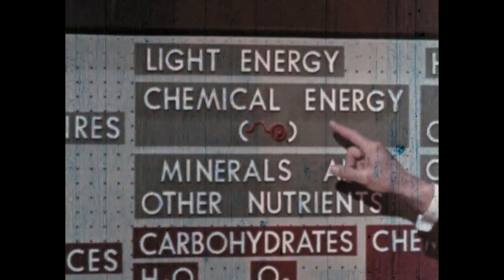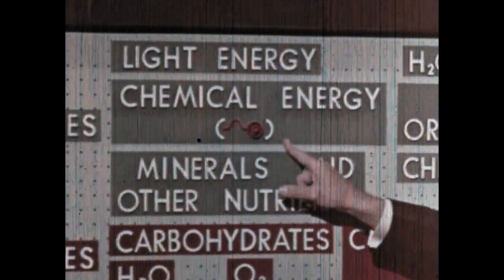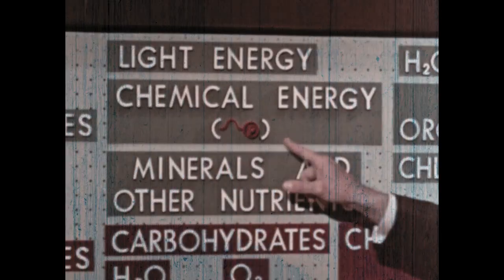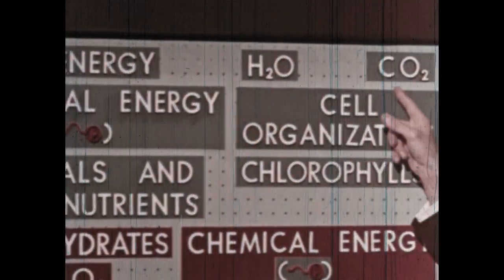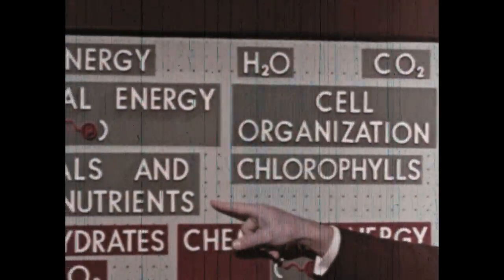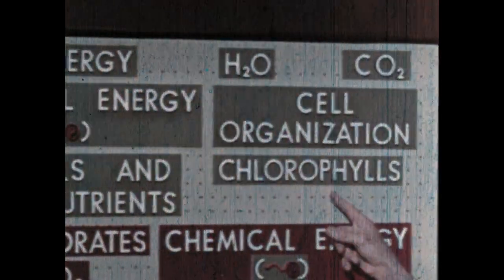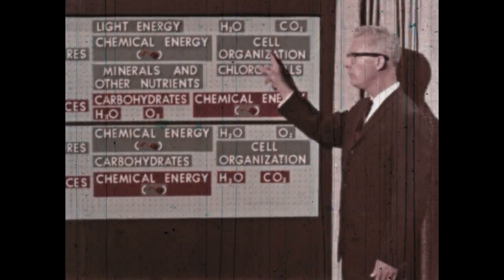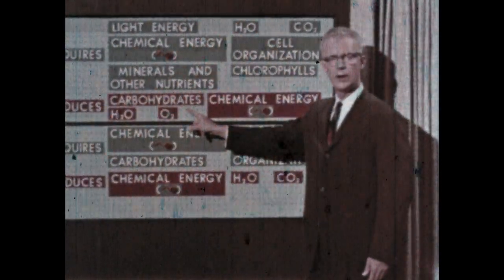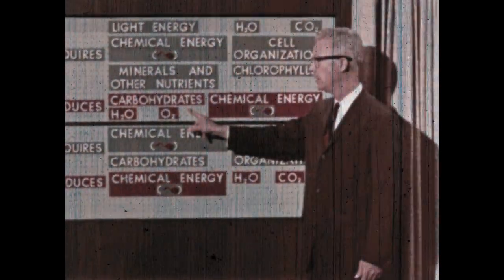In photosynthesis, the requirements are light energy from an outside source and chemical energy released from the activities and machinery of the cell. The raw materials are water and carbon dioxide. These raw materials, along with minerals and other nutrients, in the cell organization, which includes the chlorophylls, all produce the carbohydrates first, containing the stored chemical energy that came from the sunlight.